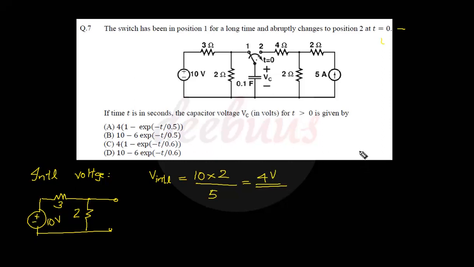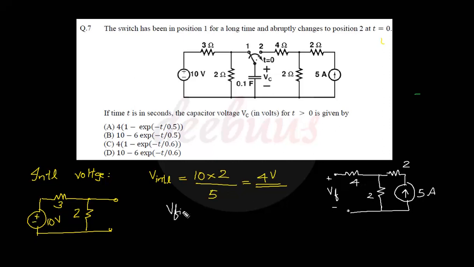Now I have to draw the circuit at t equal to 0, when the switch is moved to position 2. For the final steady state, the circuit becomes like this. It is 4 ohm. Again, for calculating the final steady state, the capacitor becomes open circuit and one arm of the 4 ohm is open or not connected. So actually the 4 ohm has no effect in this circuit. So the final voltage V final equals the current 5 ampere into this resistance, that is 2 ohm. So 5 into 2 equals 10 volt.